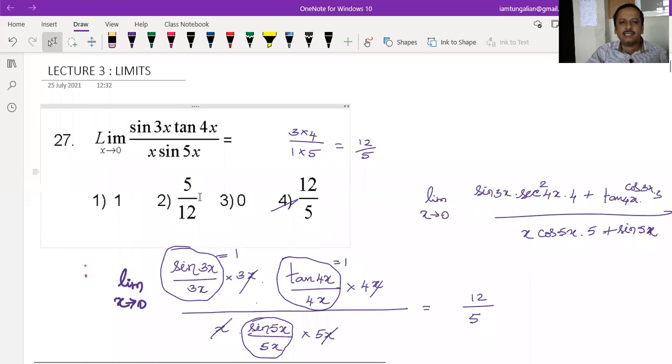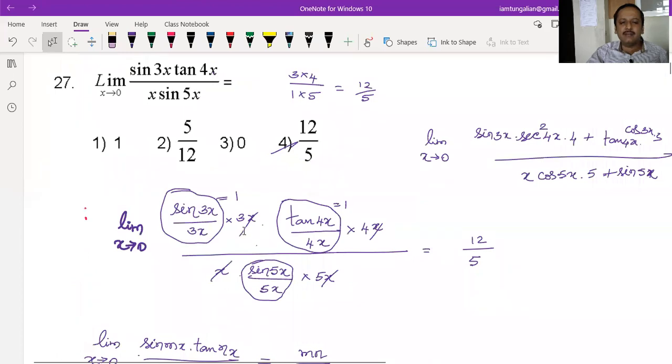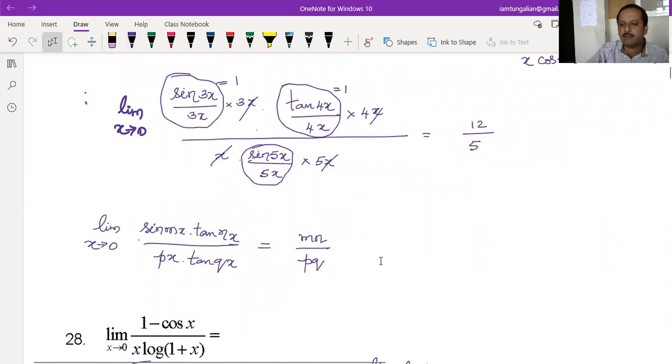27th. Sin 3x tan 4x by x into sin 5x. Sin 3x I'll divide by 3x into 3x. For tan 4x I'll divide by 4 into 4x. So sin 5x by 5x, here also multiply and divide by 5x. Then as x approaches 0, sin 3x by 3x becomes 1. Tan 4x by 4x becomes 1. Sin 5x by 5x will also become 1. X gets cancelled. 3 into 4, 12, divided by 1 into 5, 5. Which directly, by using this formula, you can write as mn by pq.